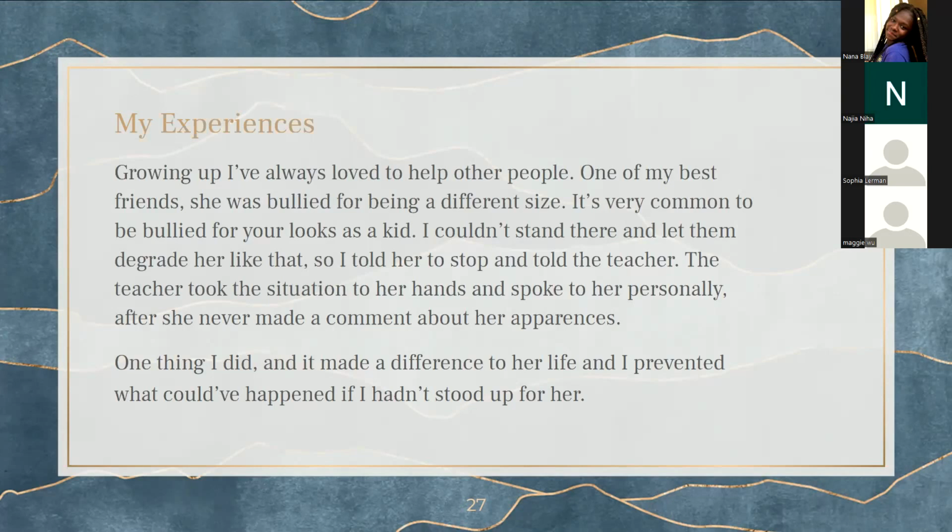One thing I did made a difference in her life, and it prevented what could have happened if I hadn't stood up for her. She could have been going through body dysmorphia, or maybe an eating disorder for being a different size. And knowing that I could have prevented that made me a better person and made me feel better about myself, knowing that I can help someone else.